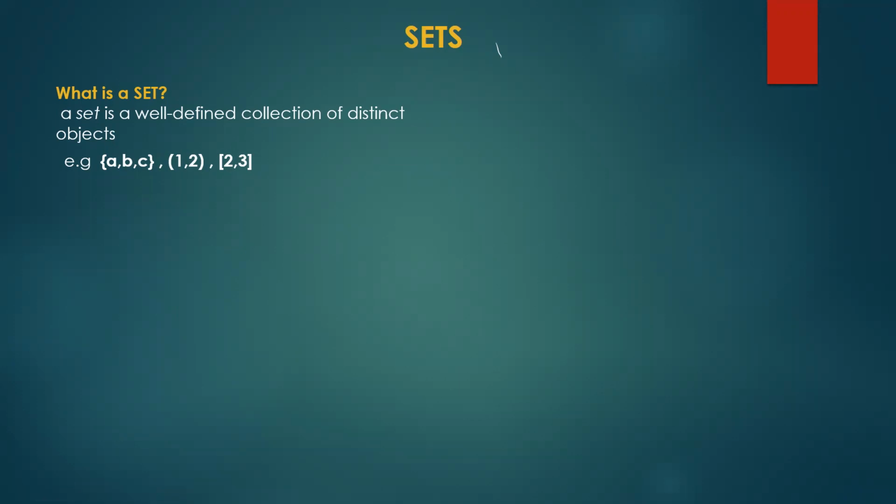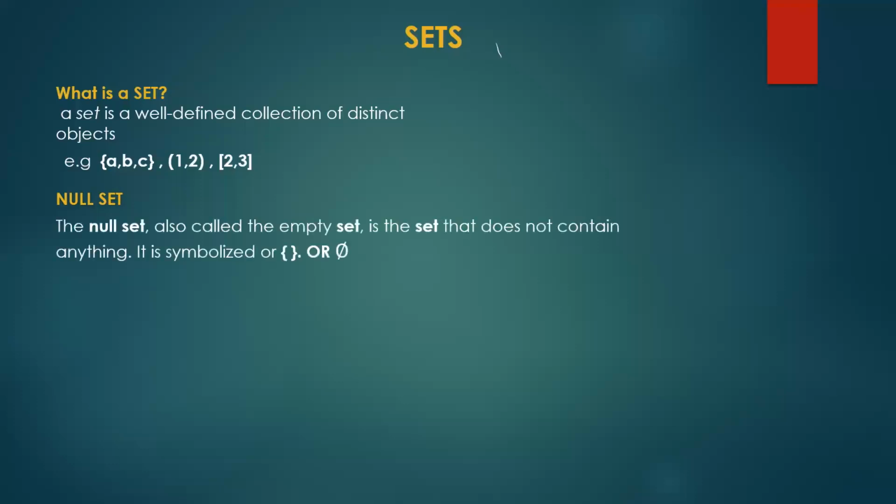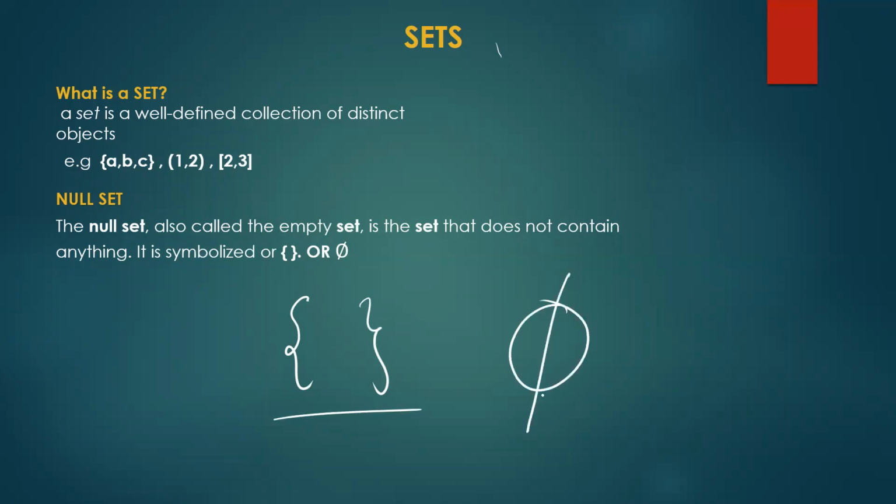Let us look at the types of sets. So we have what is known as the null set. A null set is a set that is sometimes known as an empty set. Its representation, sometimes we use these kinds of brackets to show a null set. Sometimes we use a circle which is crossed like that. So we need to know this.